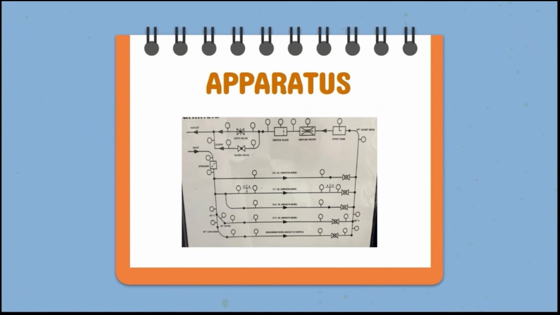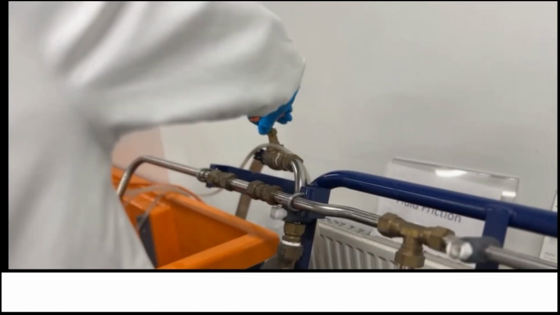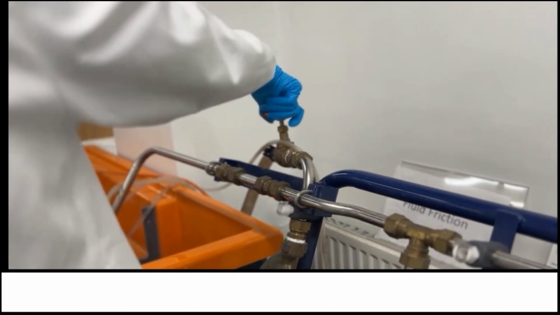Now on the screen is a visual of our apparatus. Moving to the experimental procedure. Firstly, we will alter the flow rate of water to either high, medium or low flow rate, and this can be done by opening and closing the tap.